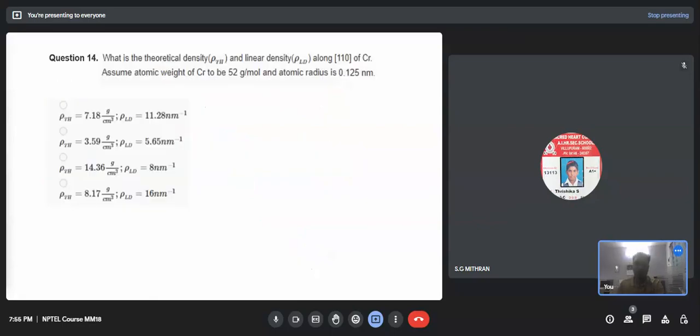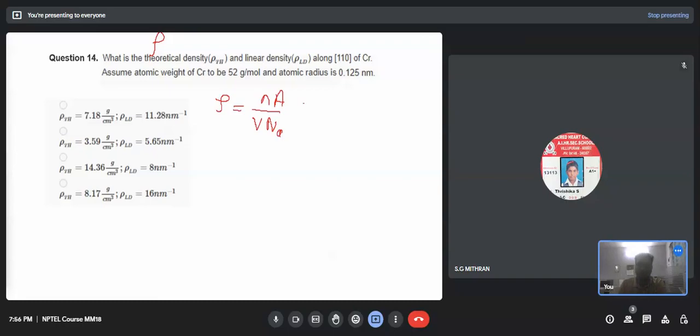Okay, now question number 40: what is the theoretical density and linear density along 110 of chromium? Assume atomic weight of chromium to be 52 gram per mole and atomic radius is 0.125 nanometer. First, theoretical density we already saw in this formula: rho is equal to nA upon V Na.